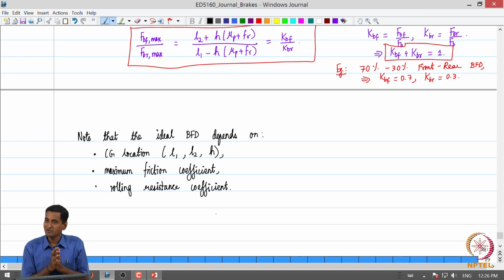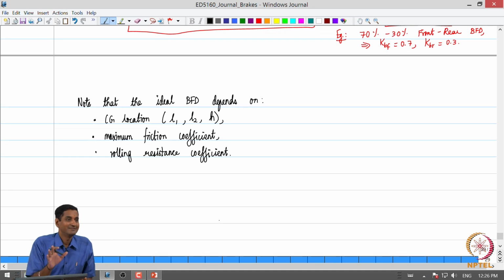So, with different operating conditions, we have to be aware that there are interesting problems in regulating the brake force distribution.